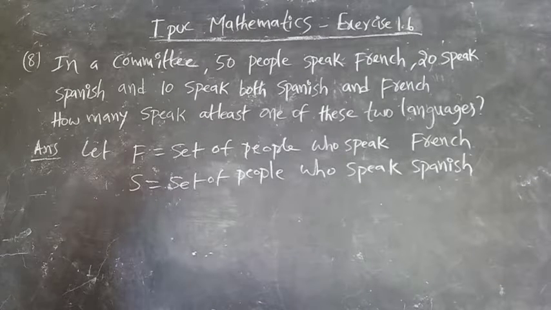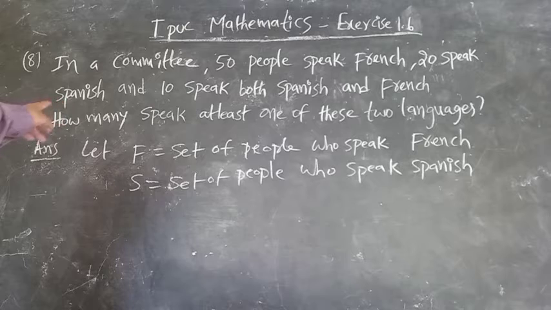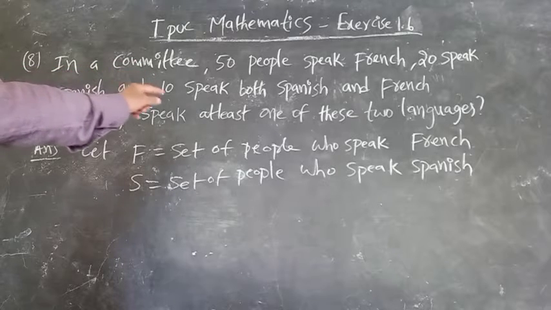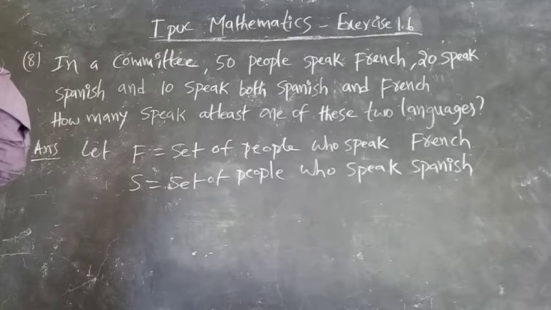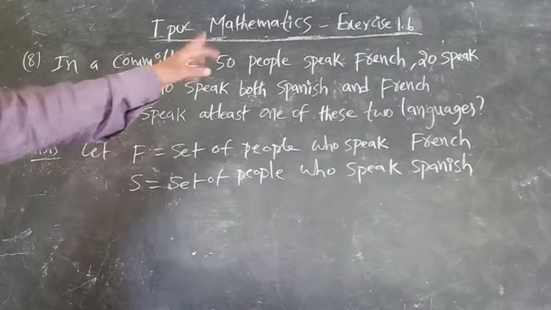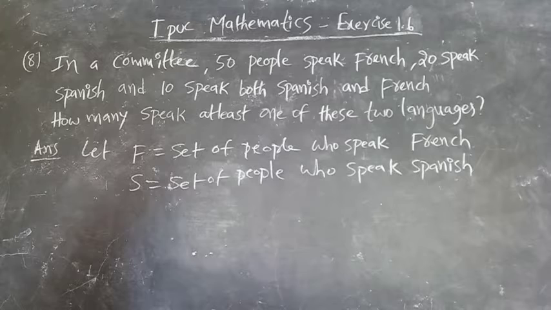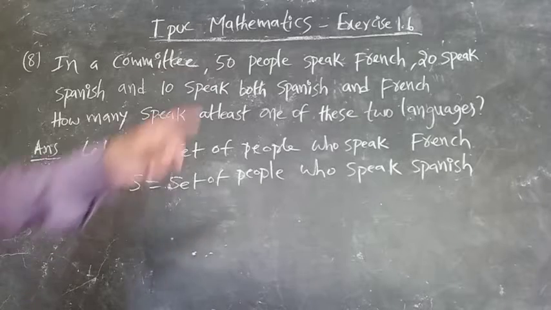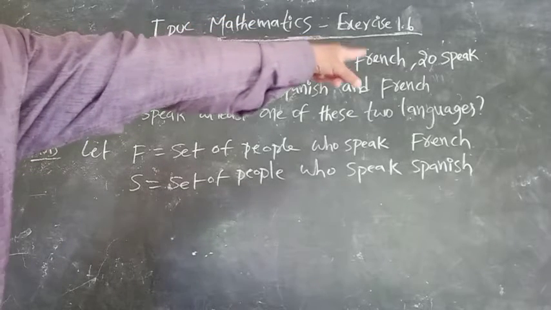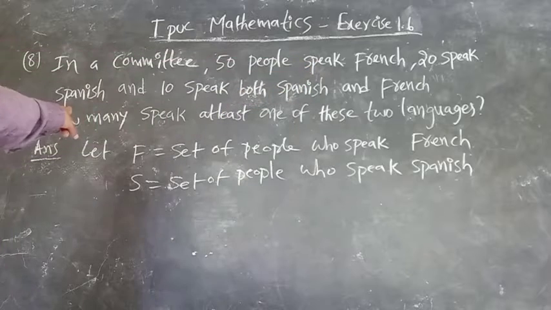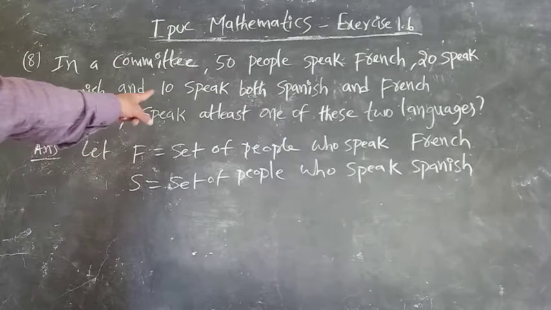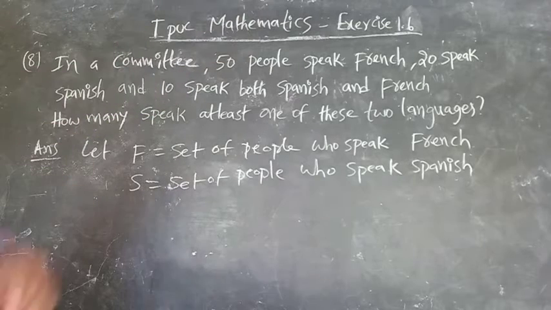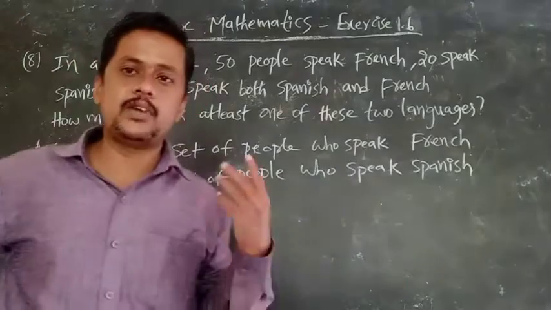See the next problem. Question number 8. In a committee, 50 people speak French. In that committee, 50 people speak the French language, 20 members speak Spanish, and 10 speak both Spanish and French. And means intersection. You have to consider the intersection.